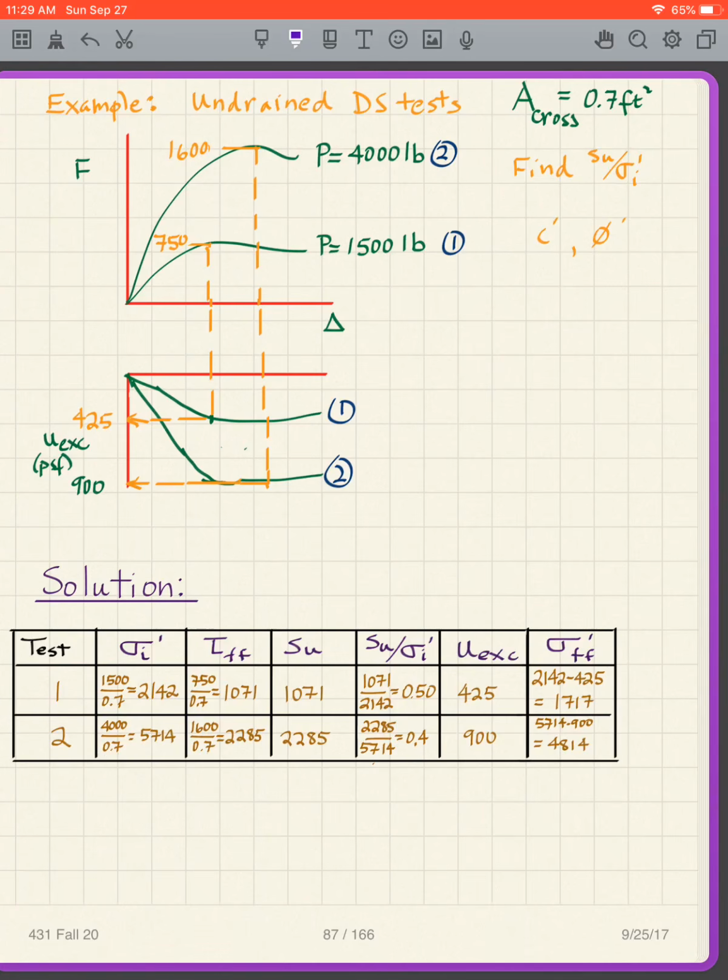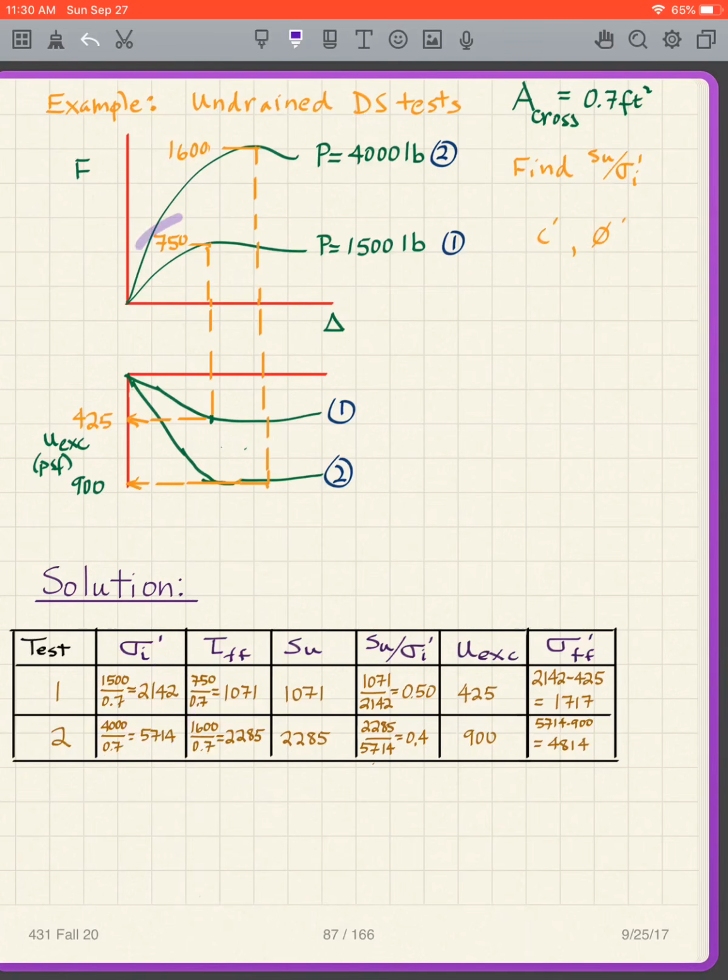Okay, I've assumed you've done this. So what do we have? Let's start with the P's. We have 1,500 and 4,000. So we have 1,500 over 0.7, the 0.7 being the area, and 4,000 over 0.7. So we got our sigma prime I. In other words, that's the end of the consolidation phase.